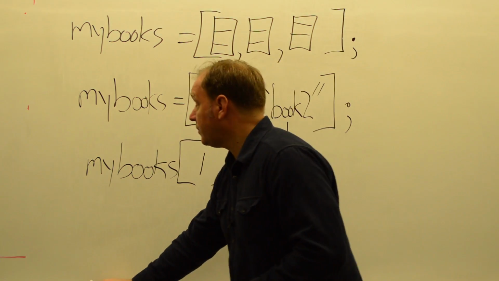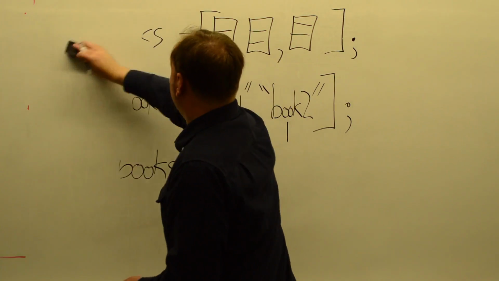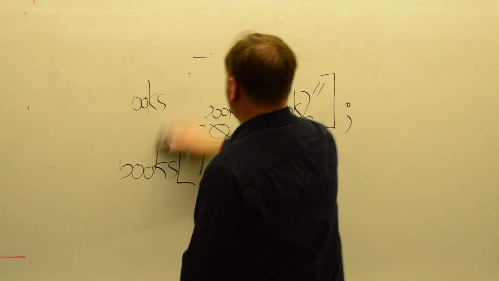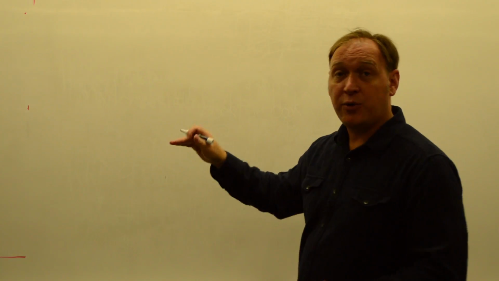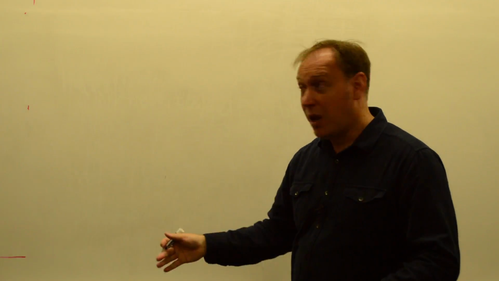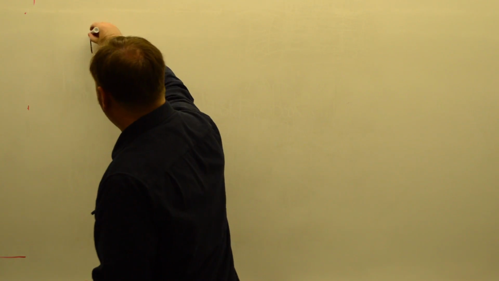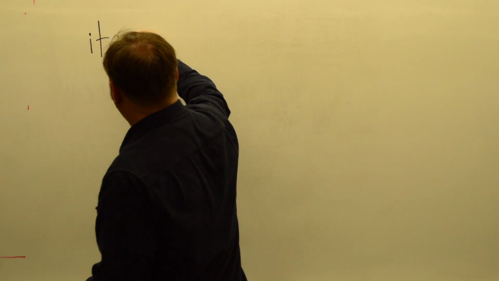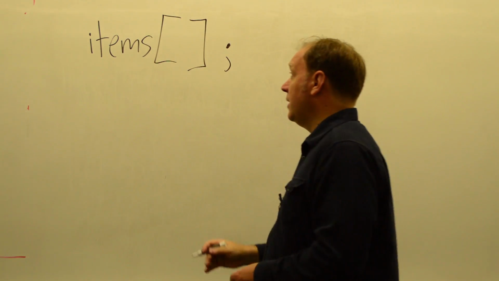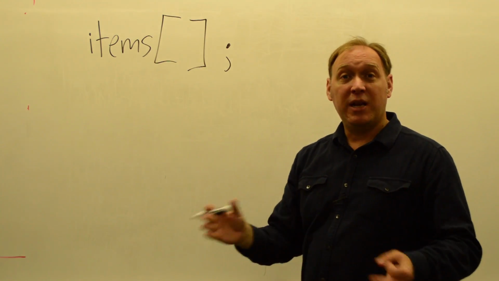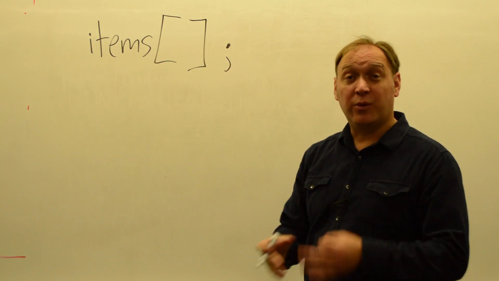So going back to our shopping cart, instead of having to create item 1, item 2, item 3, blah, blah, blah, we can say items and create an array to hold as many or as few items that get generated by our user.